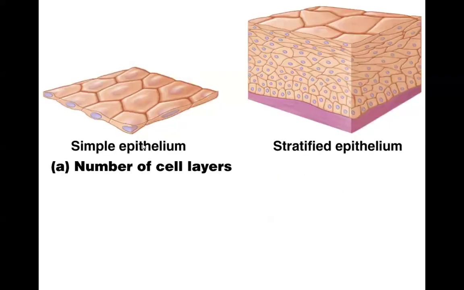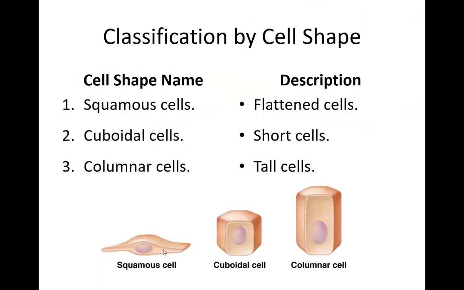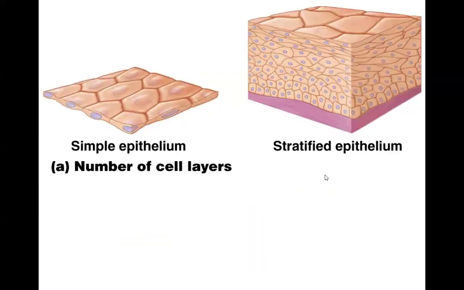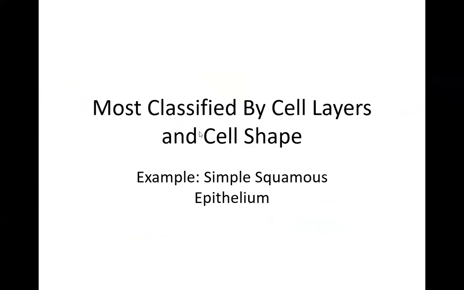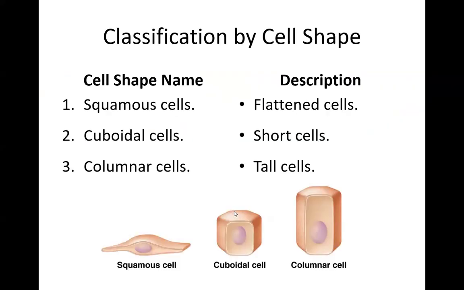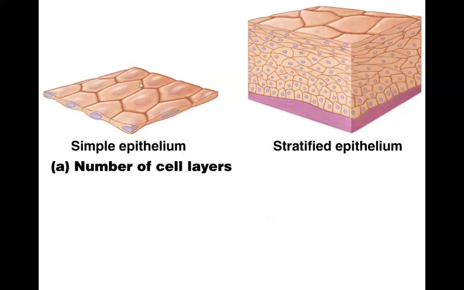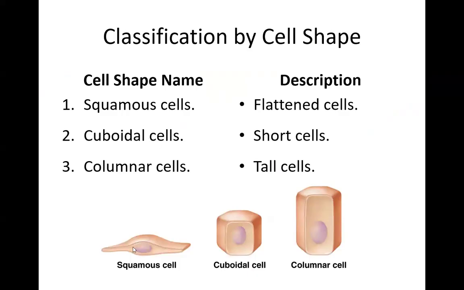So you say simple can be one of three. Simple epithelium can be squamous, cuboidal, or columnar. Stratified can be stratified squamous, stratified cuboidal, stratified columnar. So you see, simple squamous epithelium. Simple squamous is like this. Simple squamous, sunny side up.